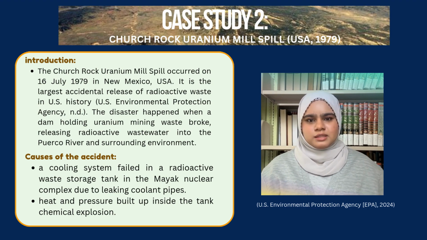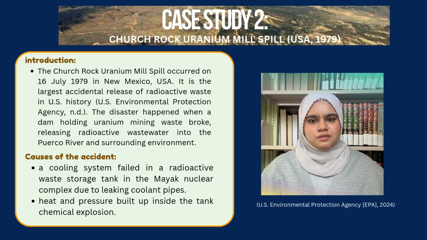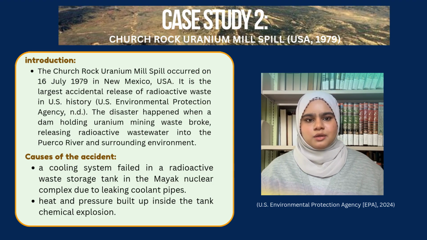The main cause of the accident was the failure of the tailings dam, which was built to store radioactive mining waste. The dam had poor design and structural weakness, causing it to collapse. When it broke, radioactive wastewater and uranium waste flowed into the Puerco River. Some reports also mention problems with the waste storage system. Leaking coolant pipes caused the cooling system to fail, allowing heat and pressure to build up inside a storage tank. This eventually led to a chemical explosion, releasing more radioactive materials. Overall, the disaster was caused by poor waste management, weak dam construction, and inadequate safety measures.